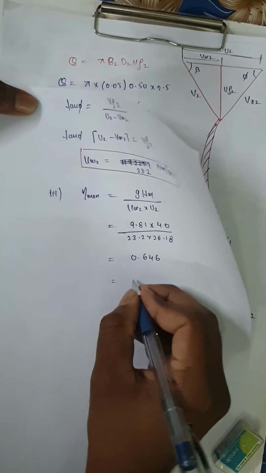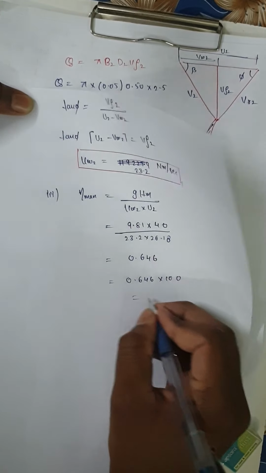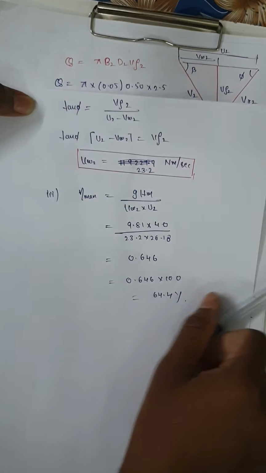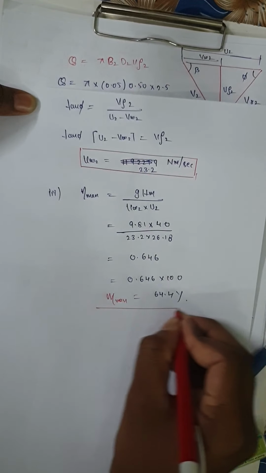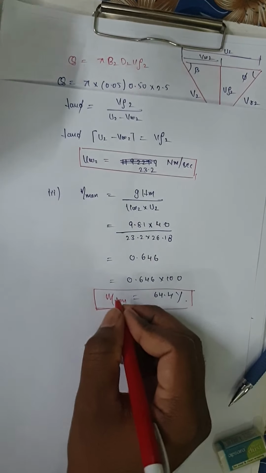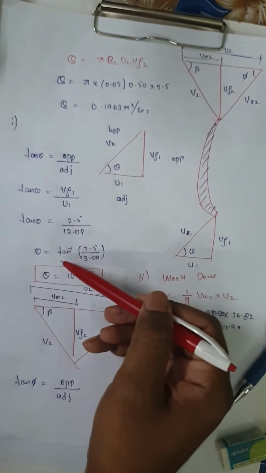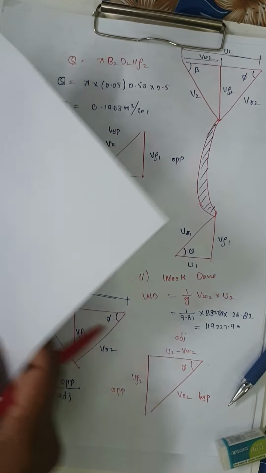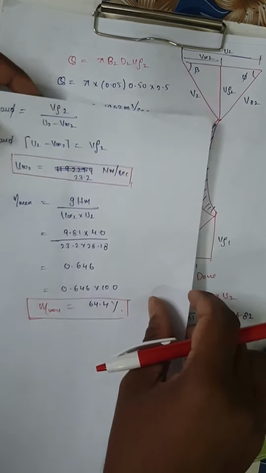you get 0.646. If you want efficiency, multiply with 100. So here you get 46.4 efficiency. This is your manometric efficiency. Three things you have to find out. So first thing, theta, second thing, work done, and third one is the manometric efficiency. Like this you can solve the manometric efficiency.